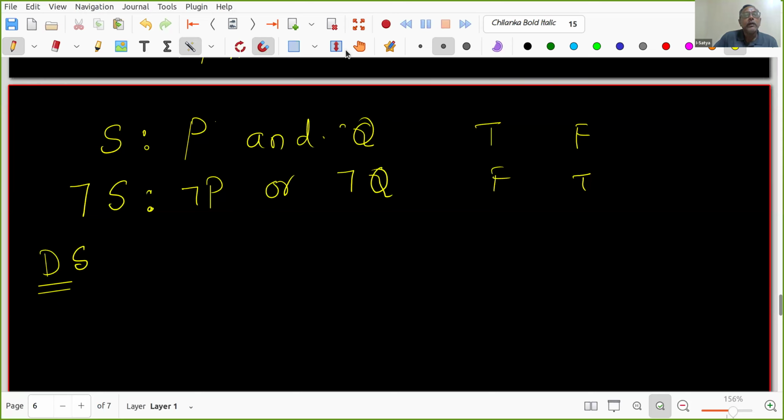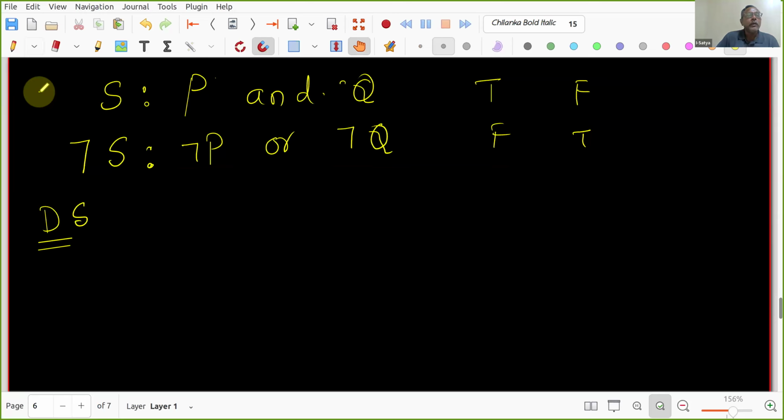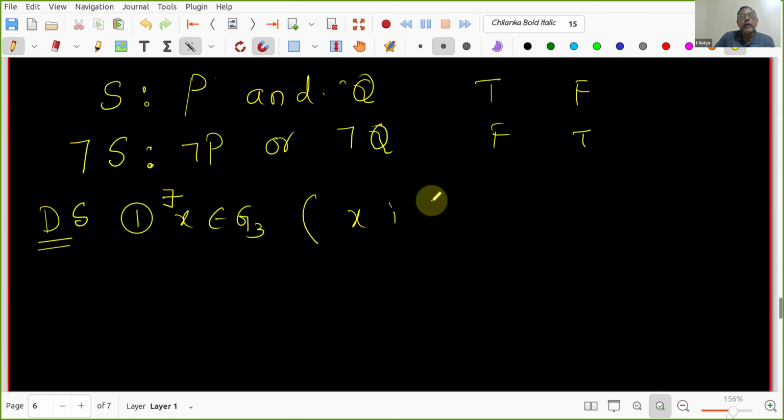Okay. So question number 1 is this. So I am giving something like this, right? If X belongs to G3, so given one can find a student in G3, right? One can find X in G3. X is a boy.